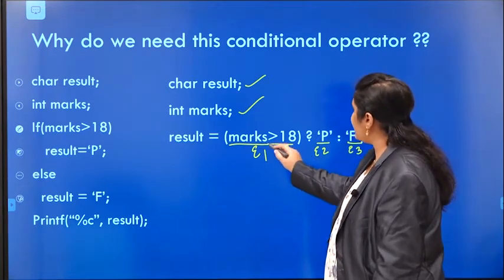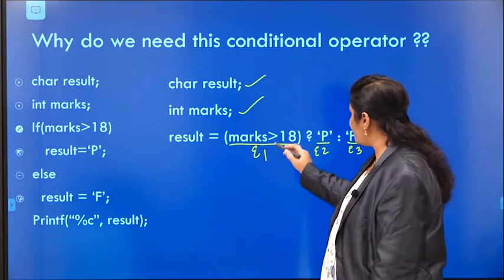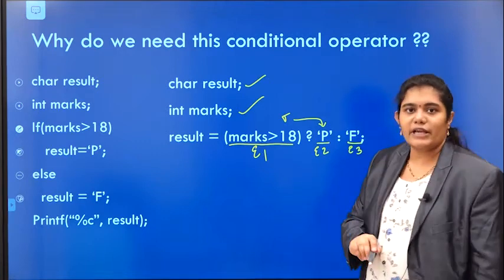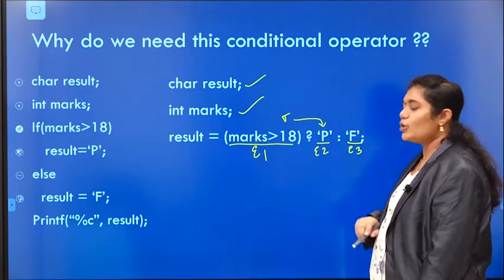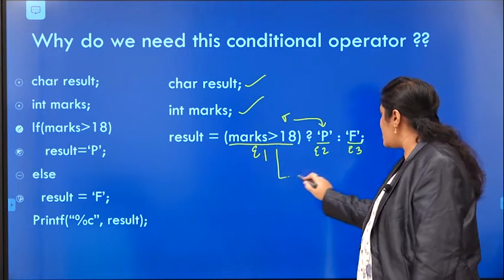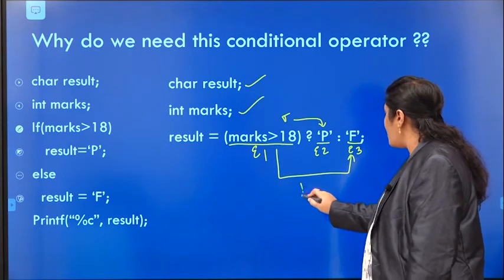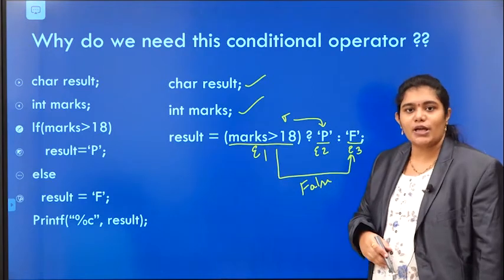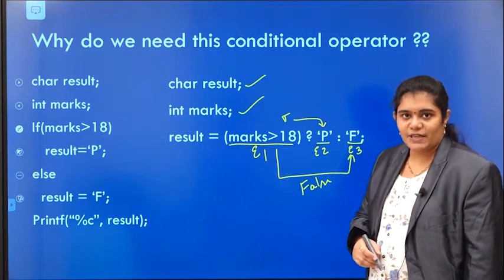If marks is greater than 18, if it is true, then I can go to pass. If it is false, I can go to expression 3.